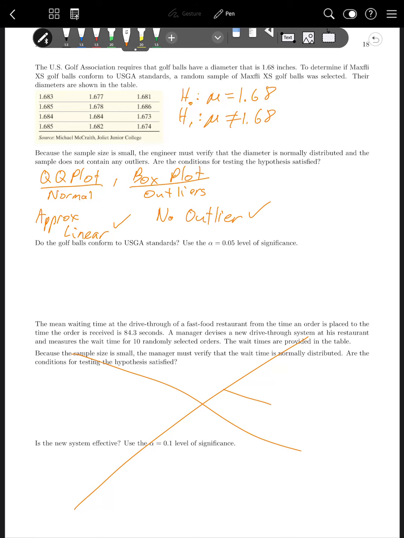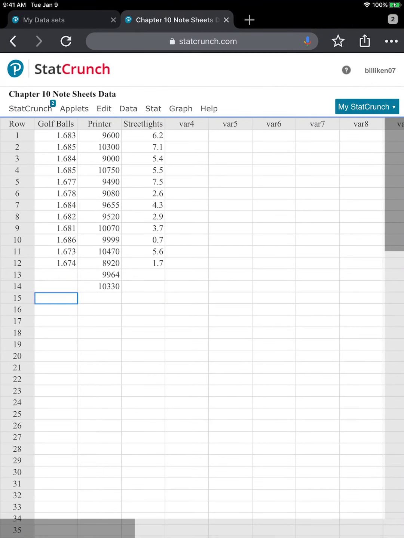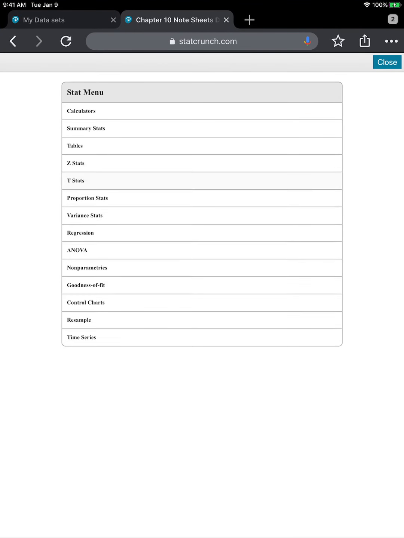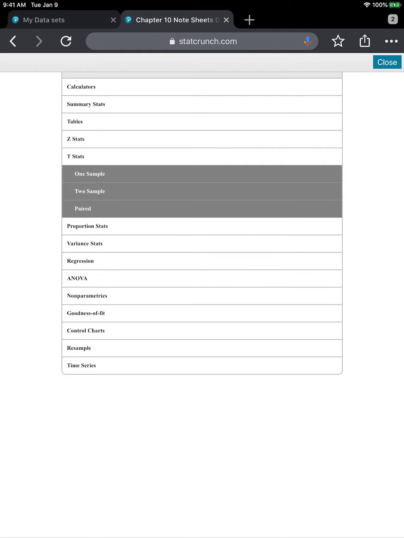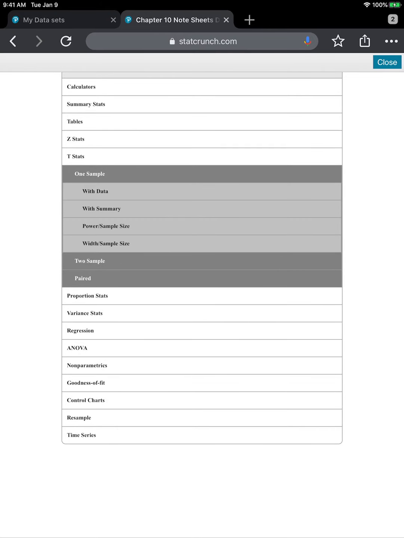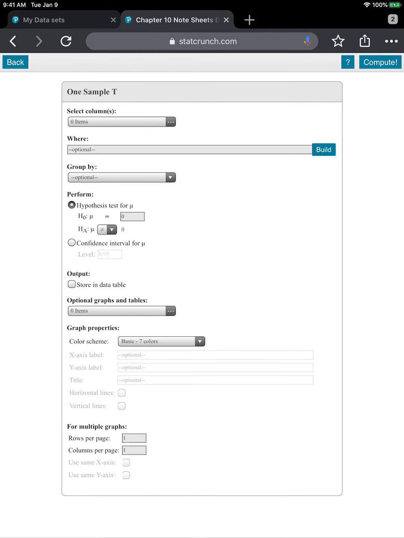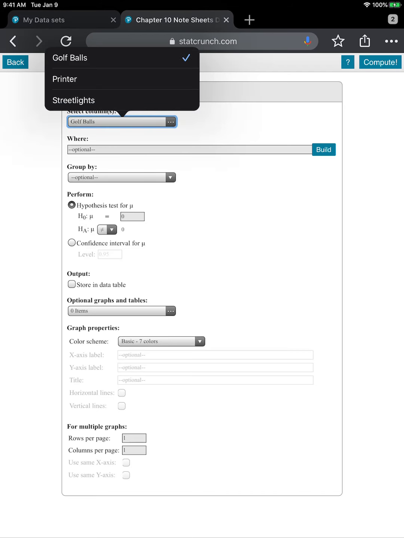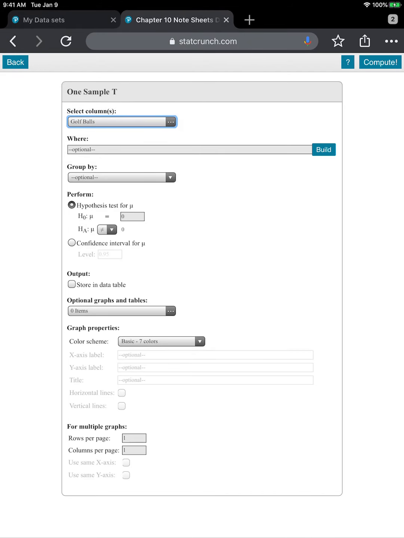So to do the test, we go into StatCrunch. We choose Stat. We choose T-stats. We choose one sample, and we choose with data. Now, if you remember from the confidence interval section on the mean, those steps were exactly the same. So we're doing exactly the same steps to do the hypothesis test. Then I choose the column I want, and the only thing that's different here is I choose hypothesis test for mu equals 0 instead of confidence interval for mu.